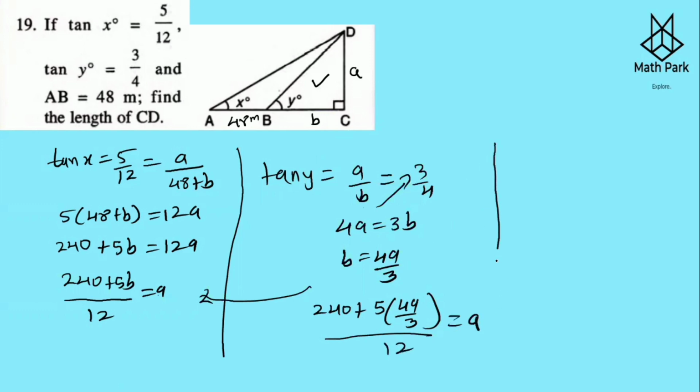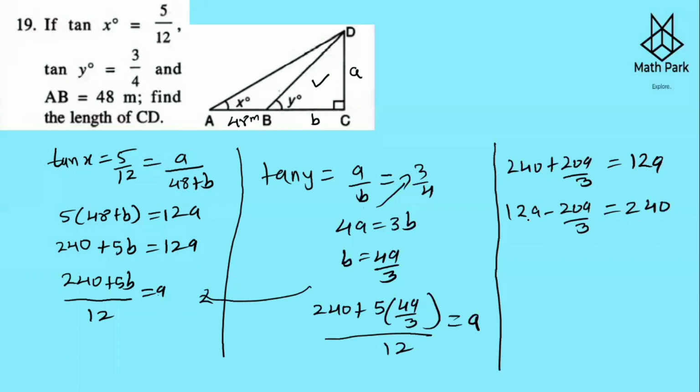So solve this further. So we get 240 plus 5 fours are 20A upon 3 is equal to 12A. This A goes over here, so take the terms with A on one side. So we get 12A minus 20A upon 3 is equal to 240. So taking the LCM, 3 12s are 36A minus 20A, upon 3, is equal to 240.